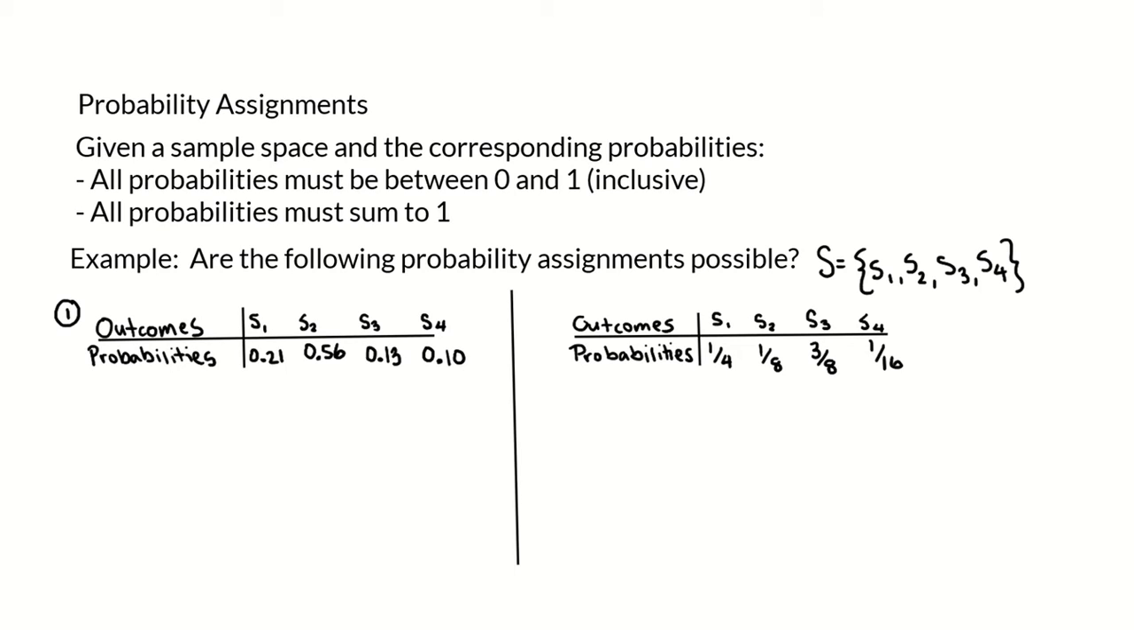So for example, are the following probability assignments possible, where the sample space is S1, S2, S3, and S4. We have example 1 and example 2, which are two separate possibilities. So first we want to check that all the probabilities are between 0 and 1. In example 1, all of these decimals are between 0 and 1. So that's the first step checked.